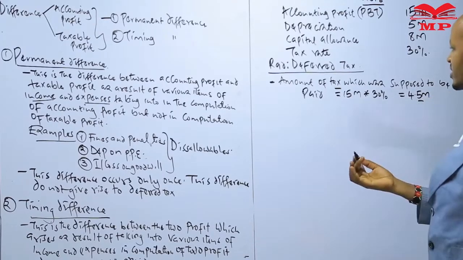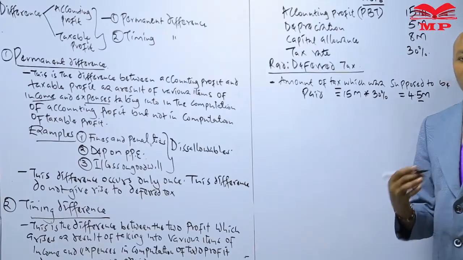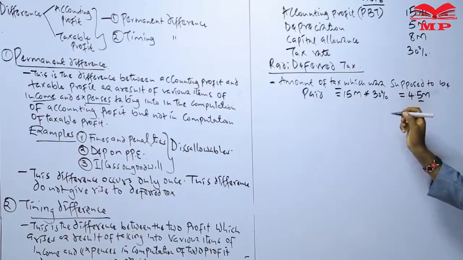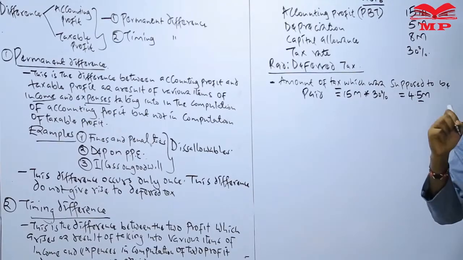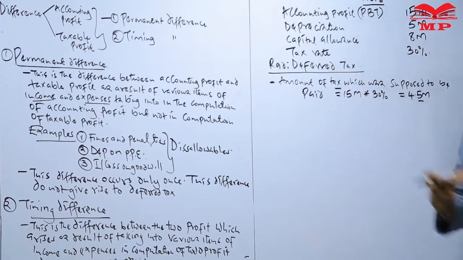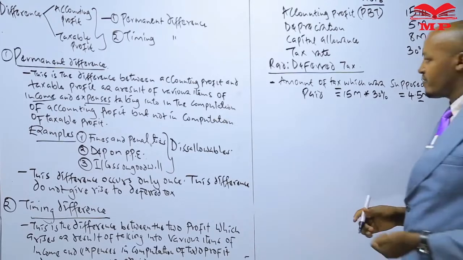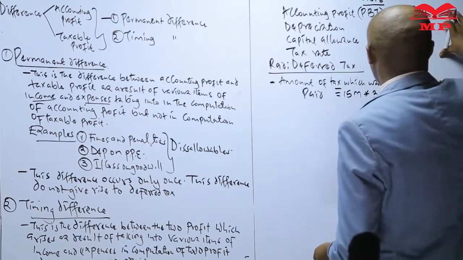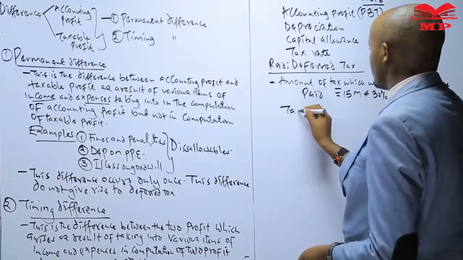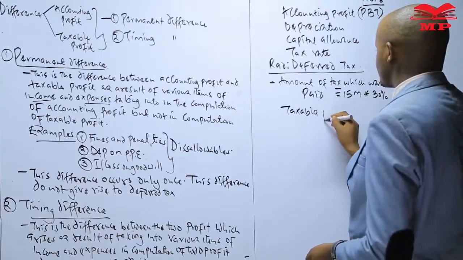So during the year 2018, using the profit which was reported, that is the accounting profit, this company was supposed to pay a tax of 4.5, but that is not the tax which will be paid, because the actual or current tax which is supposed to be paid, we have said, is computed based on taxable profit. So therefore, let's compute the taxable profit.